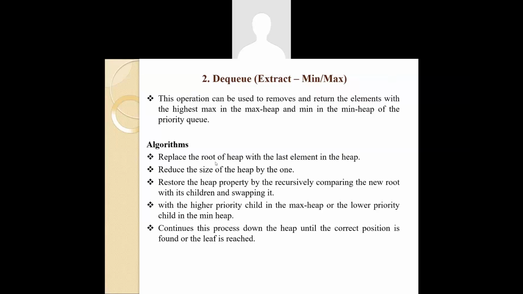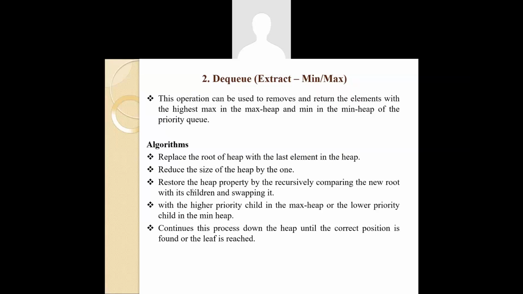Replace the root of the heap with the last element in the heap. Whenever I want to remove, the root will always be the minimum number or the maximum number. So replace the root of the heap with the last element in the heap, the next element. Then reduce the size of the heap by 1. It's like a stack. What is the top value? The top value always stores the highest number. Whenever I'm removing the topmost element, I reduce top equal to top minus 1. The same way, it is also done in the queue.